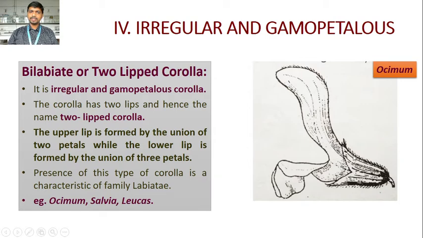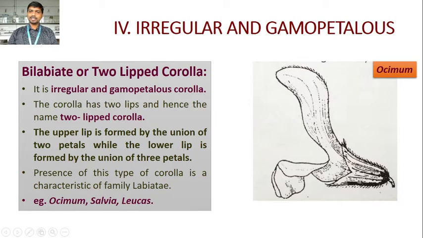This upper leaf, which is the larger, is formed by the union of two petals, while the lower leaf, which is smaller in comparison to this, has been formed by the union of 3 petals. So presence of this type of corolla is a characteristic of family Labiatae. It is a bilabiate two-leafed corolla found in the Ocimum, Salvia, Leucas. So this is about the bilabiate corolla.